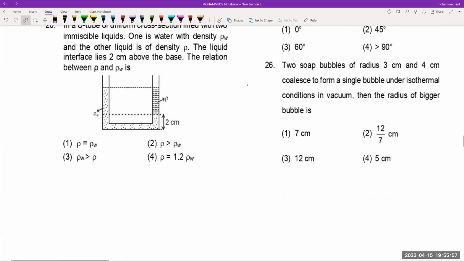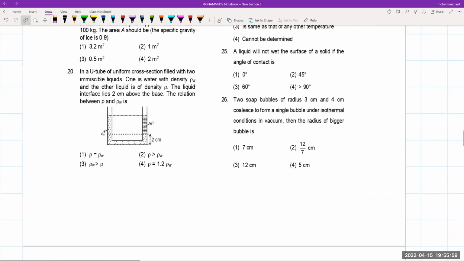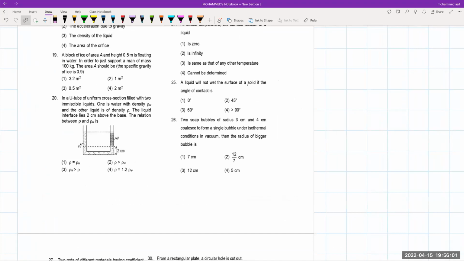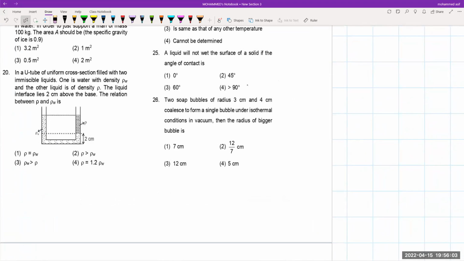है कि नहीं। नेक्स्ट वन, two soap bubbles of radius 3 cm, 4 cm collide to form, ये भी मैंने रिवीजन में करवाया था। उसने क्या बोला, two soap bubbles, isn't it? So R1 दे रखा है 3 centimeters and R2 दे रखा है 4 centimeters, collides to form a single bubble under isothermal condition. The radius of the bigger bubble will be equal to how much?